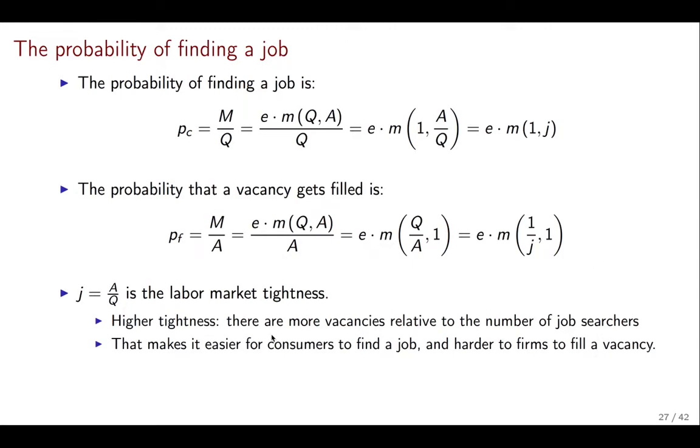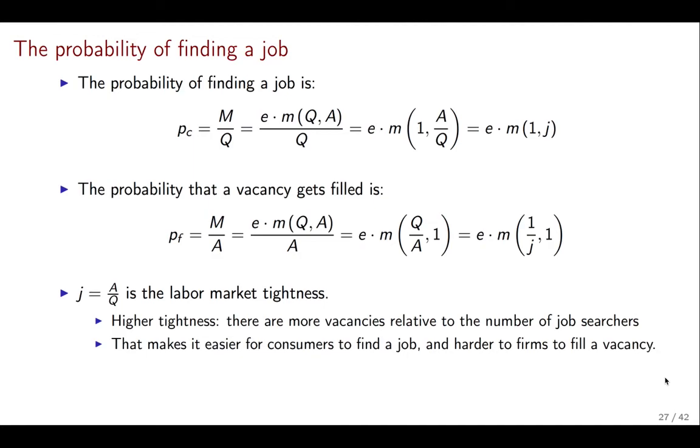You can see this in math here above. If j is higher, we know that m is increasing in j. If j is higher, that's going to increase the probability that you find a job if you are a worker searching for a job. But if j is higher, that's going to decrease this argument, and so it's going to decrease the probability that an individual vacancy is filled. And that should make sense. If there are more vacancies relative to the number of searchers, that's going to make filling each of those vacancies harder, but it's going to make it very easy for any of those searchers to find a job.